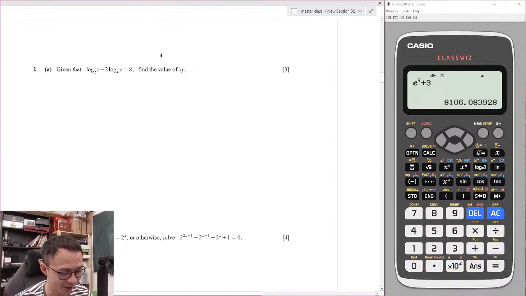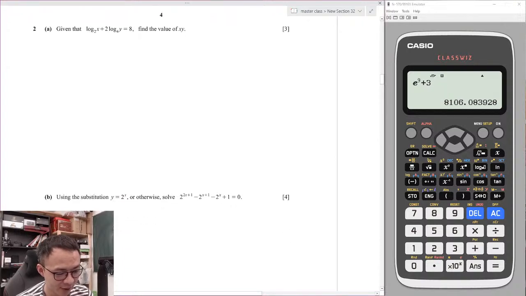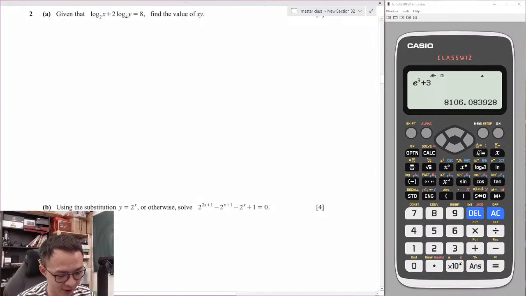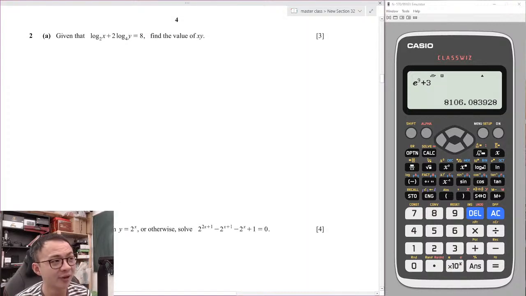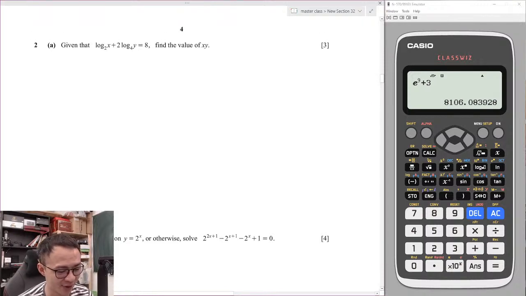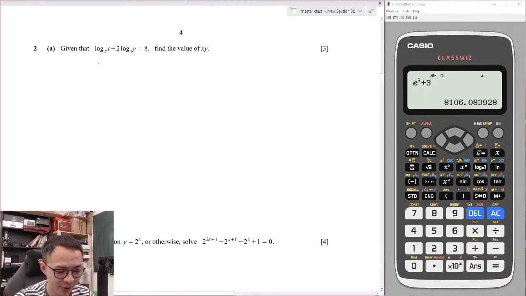Alright, let's continue with number 2. I hope you can see the question, or do you want me to zoom bigger a little bit? Some of you might be using a phone, so you will not see so clearly here. Okay, so log 2x plus 2 log 4y equals a. Find the value of xy.